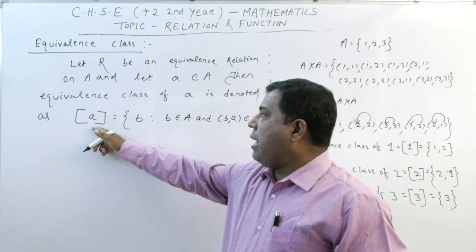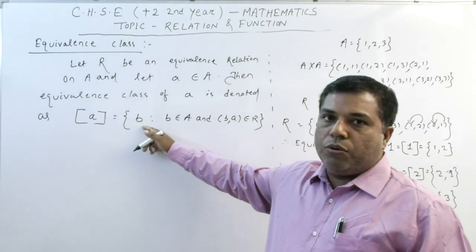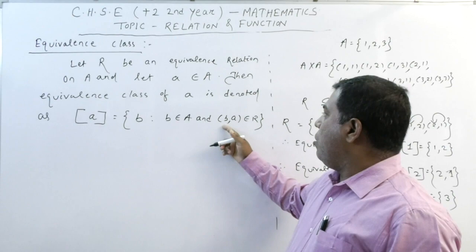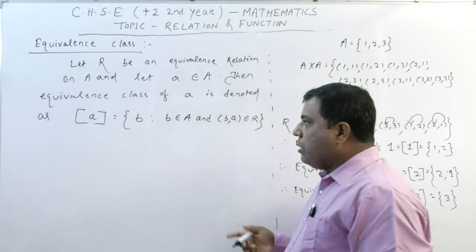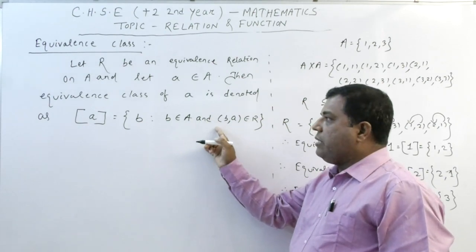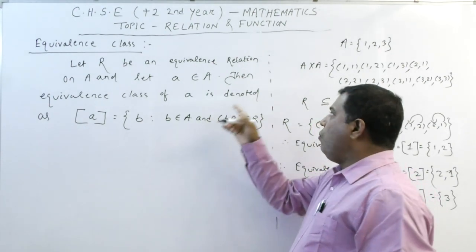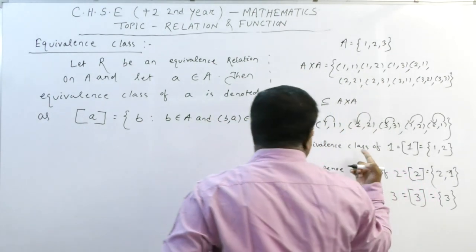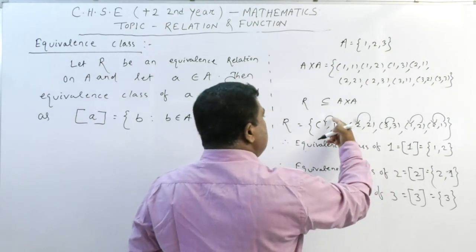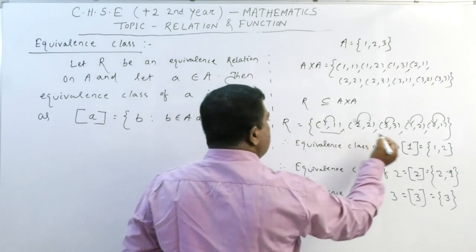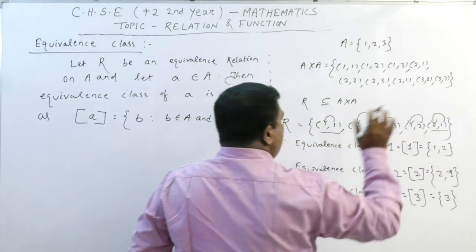So the equivalence class of A consists of those elements B such that the ordered pair (B, A) belongs to R. Okay, so the definition we have written, we will verify that definition again here. So the equivalence class of 1 means it consists of those ordered pairs that are related to 1 itself.